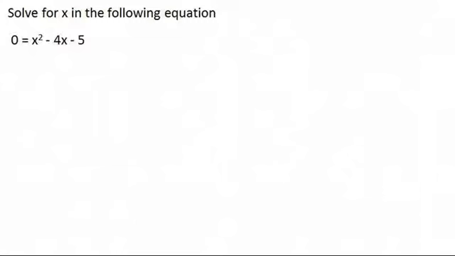In this video, we're going to solve for x in the following equation. And what's unique about this equation is that we have a quadratic. Typically, when we're solving for x, and we'll write a little example here, let's say 0 equals 3x minus 9.